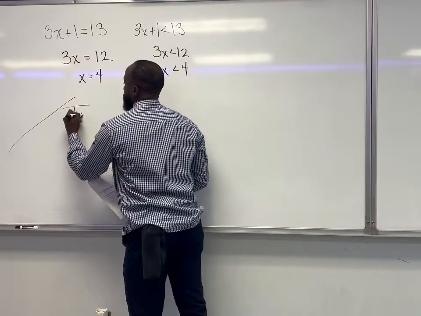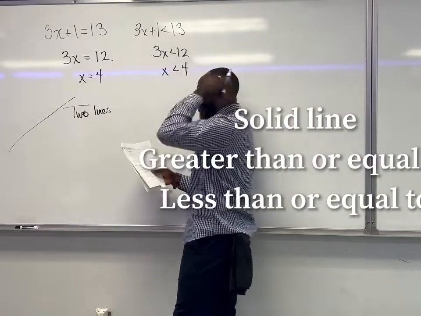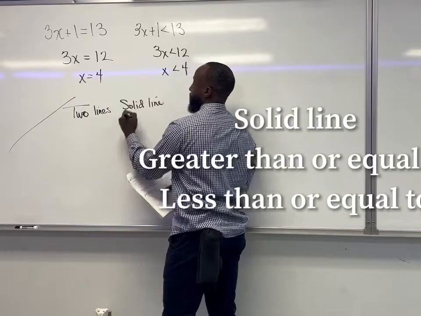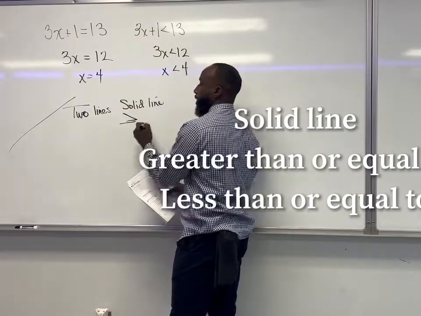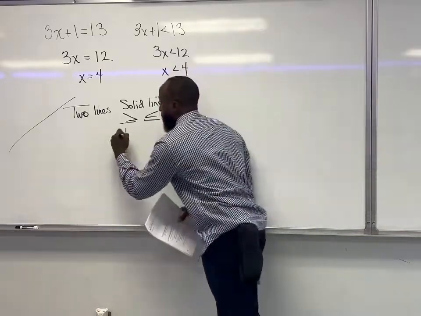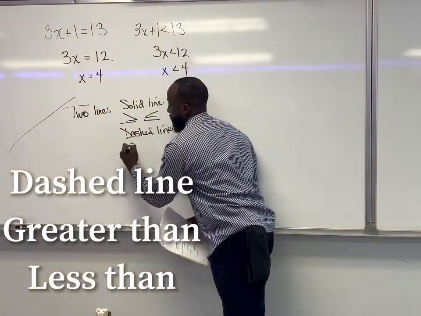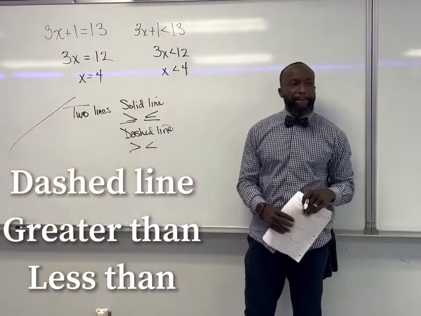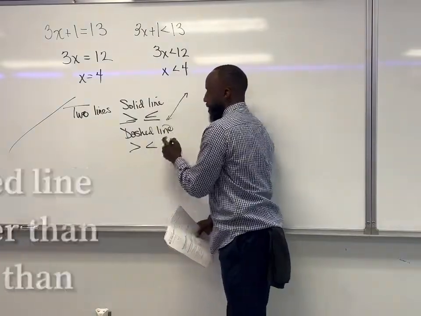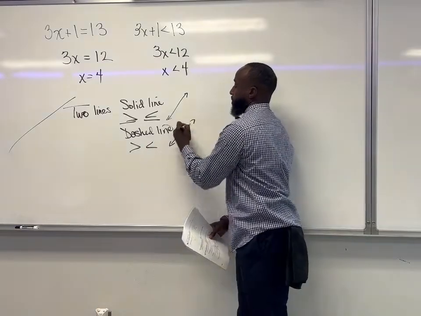So we've got two types of lines. We use a solid line for greater than or equal to, or less than or equal to, and we use a dashed line for greater than or less than. So these make solid lines, and greater than and less than make dashed lines.